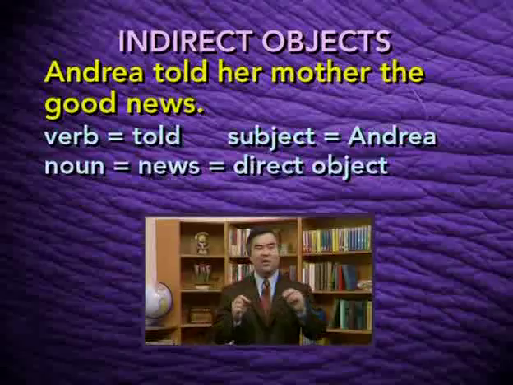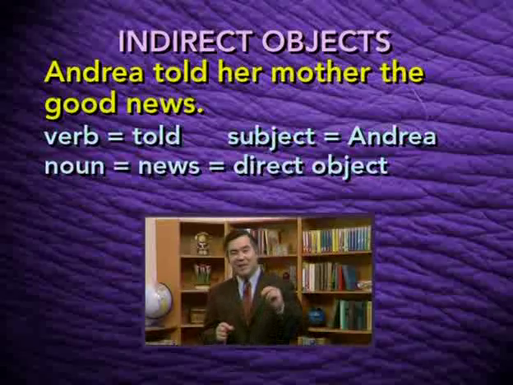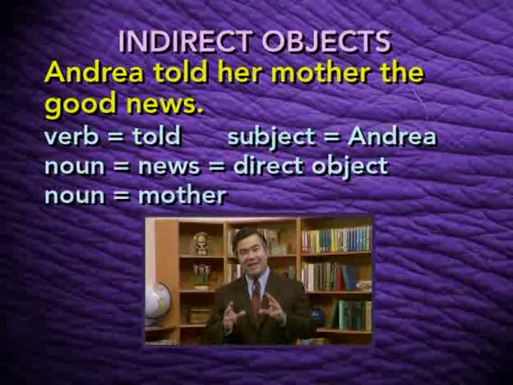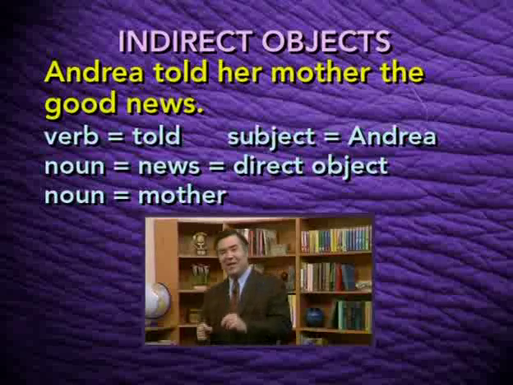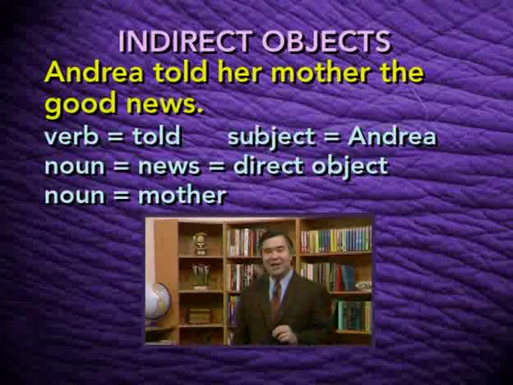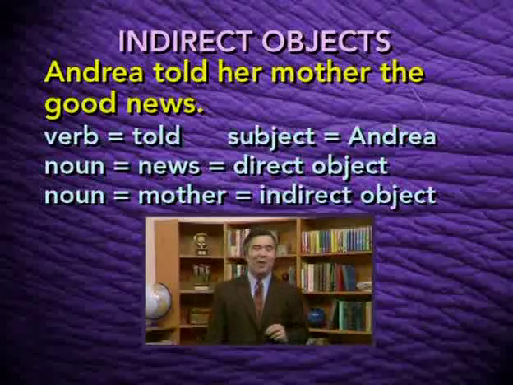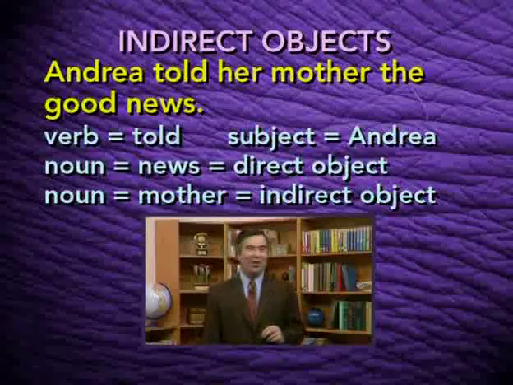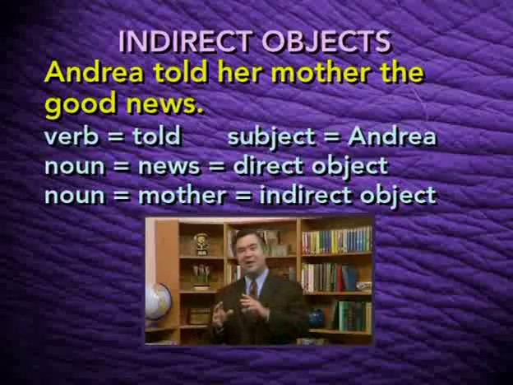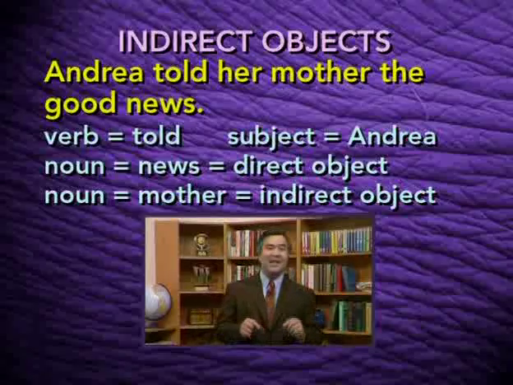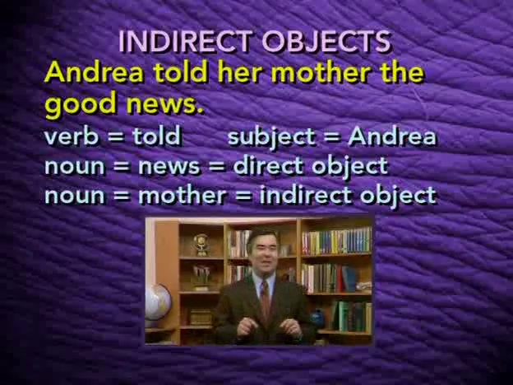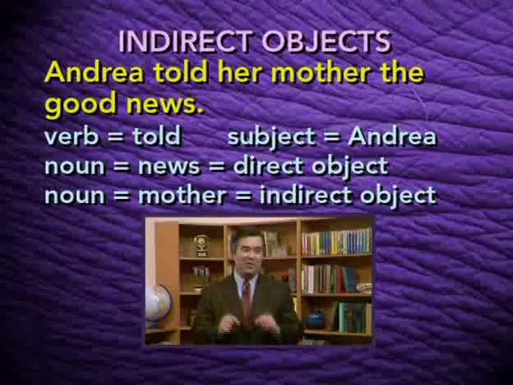That's what Andrea told. However, we notice there's another noun, her mother. That phrase has been stuck in between the verb and the direct object. What role does her mother play? Her mother is the indirect object. That answers the question, to whom Andrea told the good news. So the direct object is news. That's what Andrea told. And her mother is the indirect object. That's the person to whom the news was told. So you notice that a specific type of transitive verb is necessary to make an indirect object make sense.